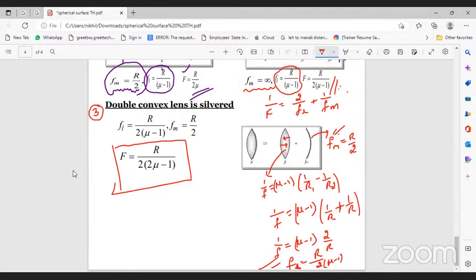Just use the formula. Which formula do you have to use to find 1 by F? 2 divided by FL plus 1 divided by Fm. Sorry, this is lens, this is mirror. So 1 by F equals 2 divided by FL, which is 2R times (mu minus 1), plus 1 divided by Fm, which is R by 2. On simplification of this, you will get that.